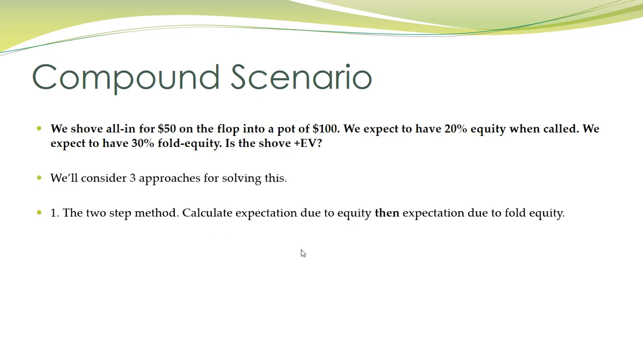Method number one is the two-step method. We calculate our expectation due to our pot equity first, then we calculate our expectation due to our fold equity using values we've derived from our pot equity calculation. Method number two we'll refer to as the three-bracket method along with a flowchart. The flowchart's probably optional, but we're going to use it to make this as simplistic as possible.